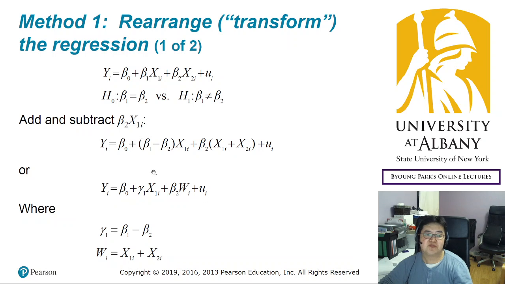The regression equation is the same, but we are going to rewrite it using slightly different notation. I'm going to define the new coefficient, beta 1 minus beta 2, as gamma 1, and define the new regressor, x1 plus x2, as w. The other terms like beta 2, x1, beta 0, u, y are still the same. So by adding and subtracting something, we can change one of the coefficients and one of the regressors. Then let's see what we can do with this new regression equation.